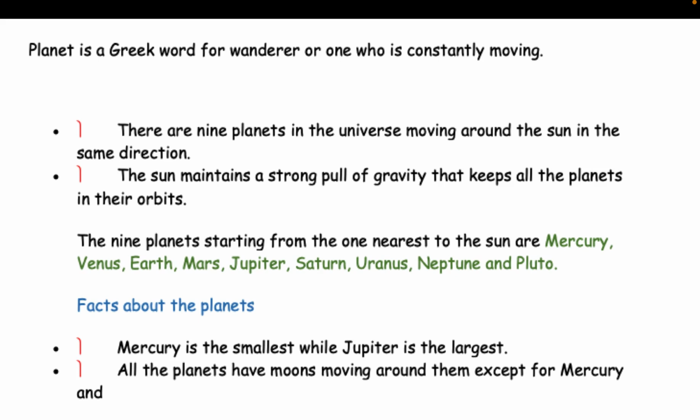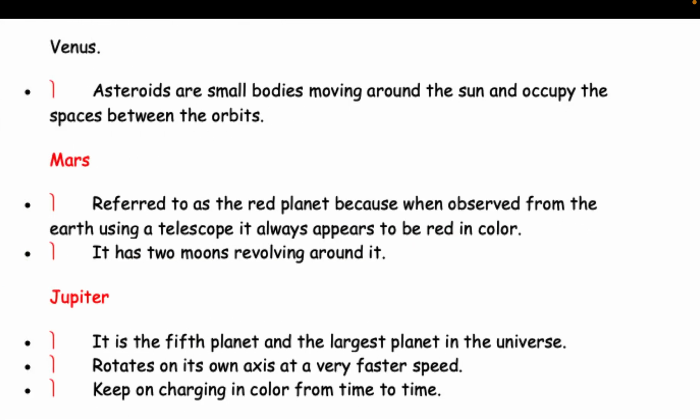Mercury is the smallest while Jupiter is the largest. All the planets have moons moving around them except for Mercury and Venus. Asteroids are small bodies moving around the Sun and occupy the spaces between the orbits. Mars is referred to as the red planet because when observed from the Earth using a telescope it always appears to be red in color. It has 2 moons revolving around it.